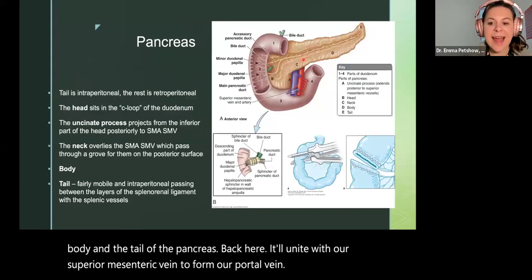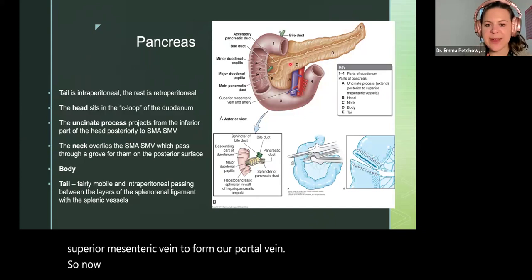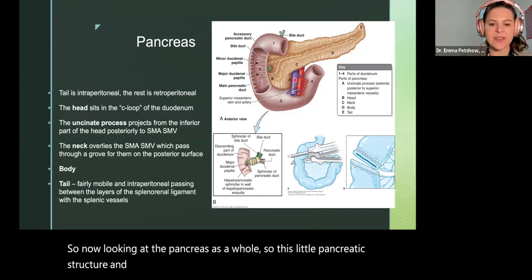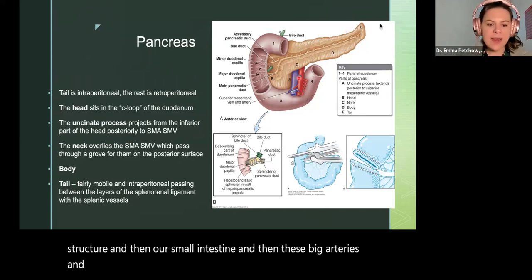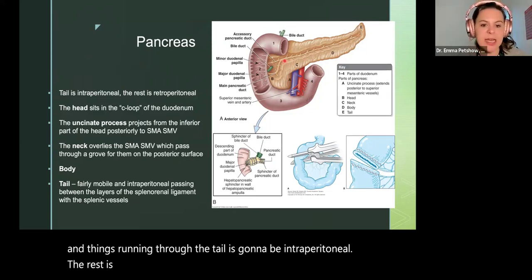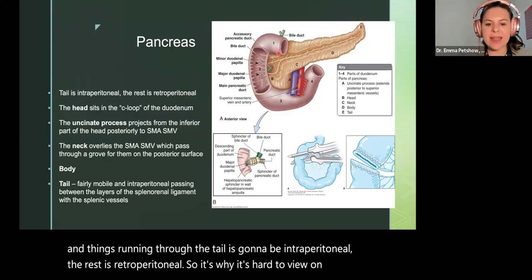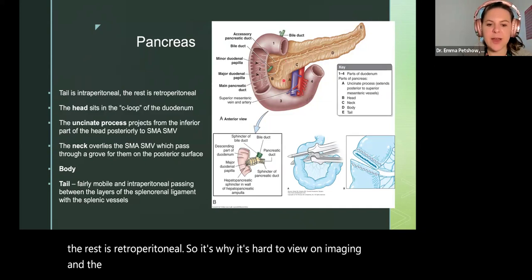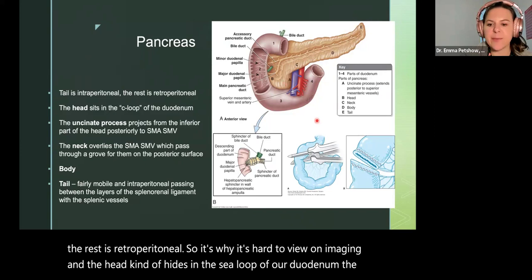So now looking at the pancreas as a whole, so this little pancreatic structure, and then our small intestine, and then these big arteries and veins running through. The tail is going to be intraperitoneal. The rest is retroperitoneal, so that's why it's hard to view on imaging. And the head kind of hides in the C-loop of our duodenum. The uncinate process is going to project from the inferior portion of the head.